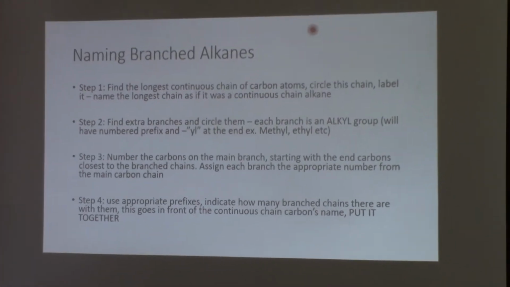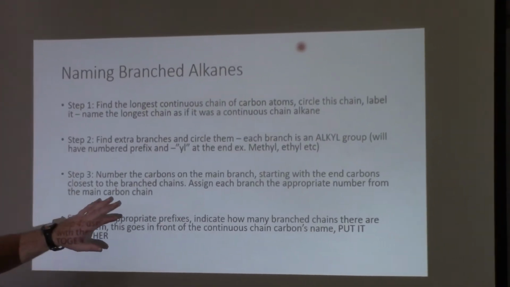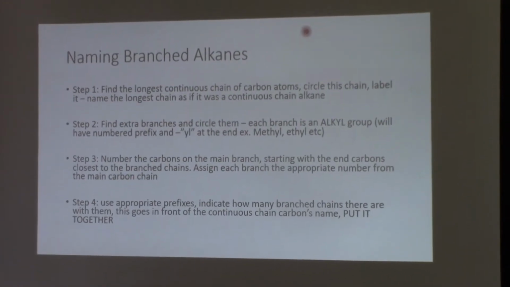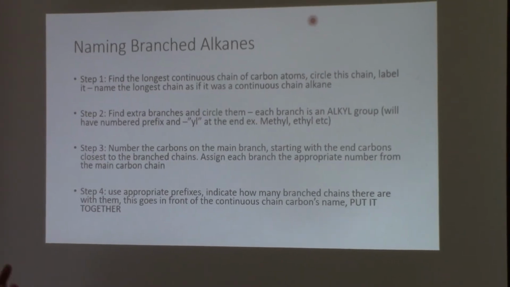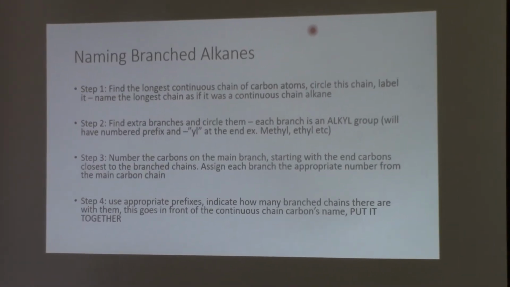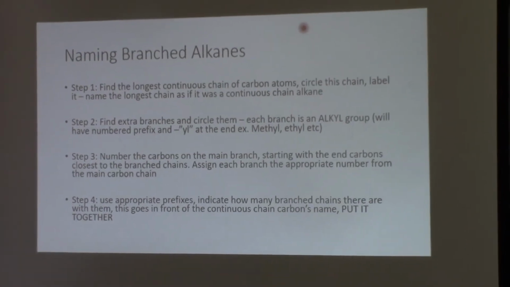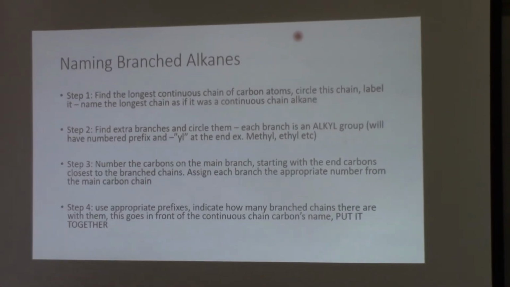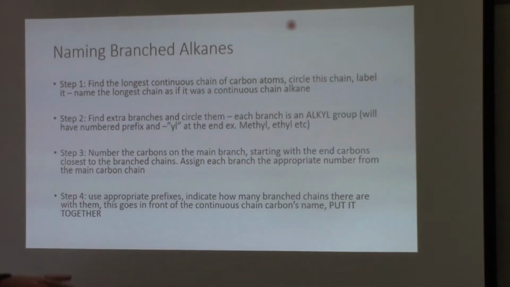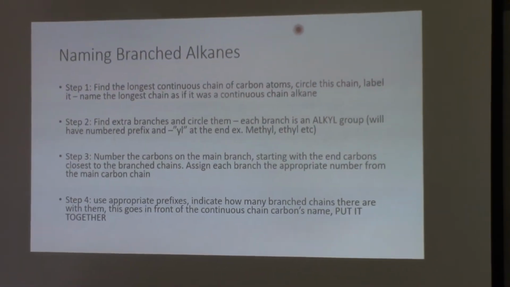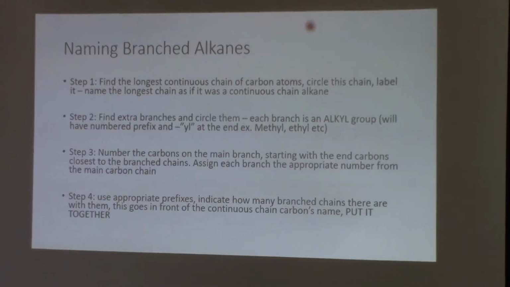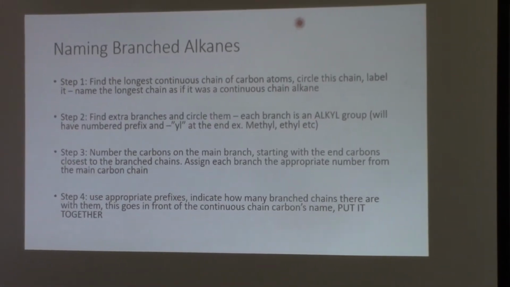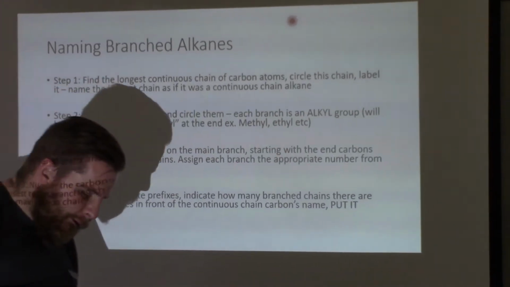Number the carbons on the main branch, starting with the end carbons closest to the branch chain. So the carbon number 1 is the one that's closest to where the branches start. All right, so carbon number 1 is where the interesting stuff starts, or the closest terminal carbon to where the interesting stuff starts. So I'll point that out as we go. Assign each branch the appropriate number from the main carbon chain. Use the appropriate prefixes. Indicate how many branch chains there are with them. This goes in front of the continuous chain carbon's name, and put it together. Okay?